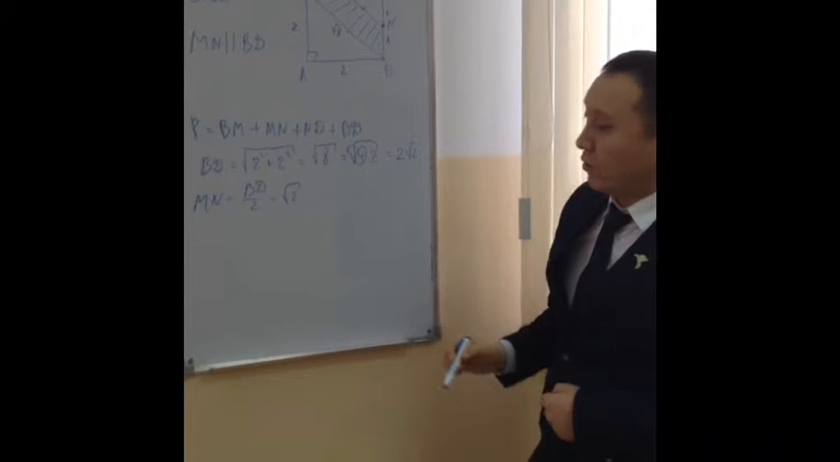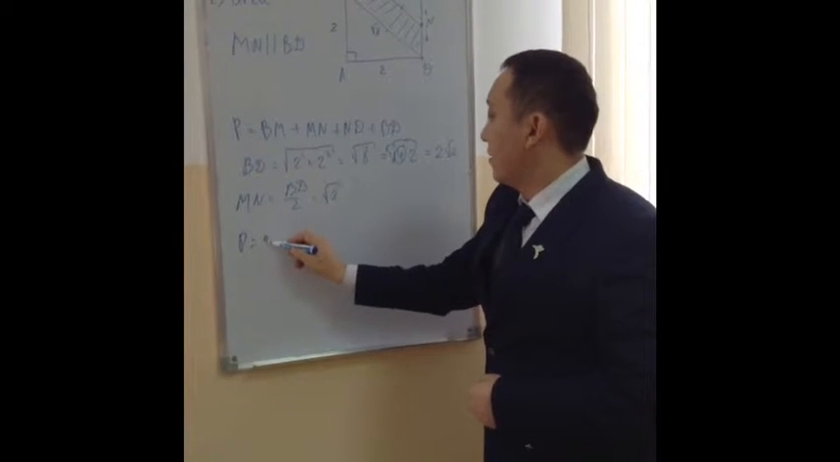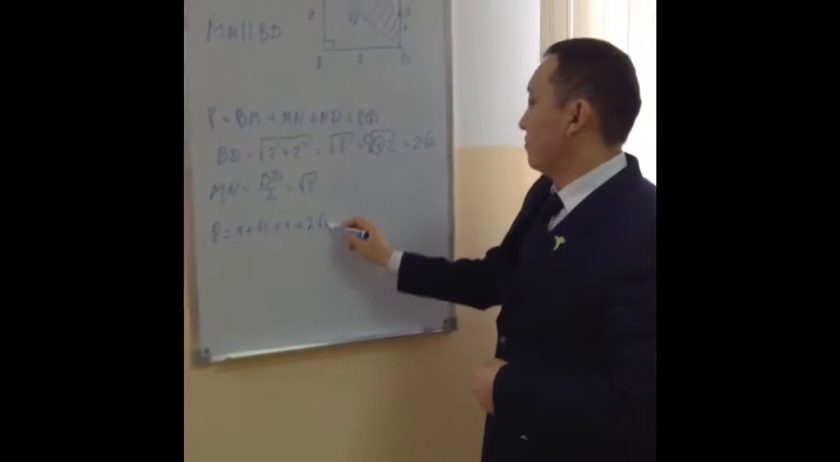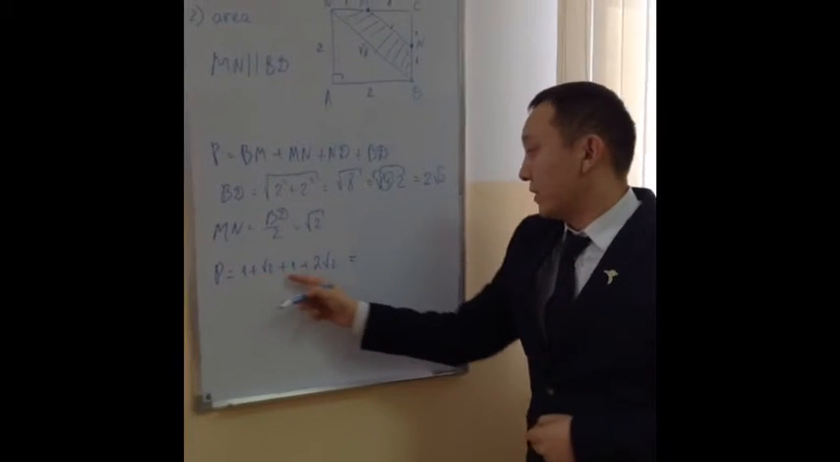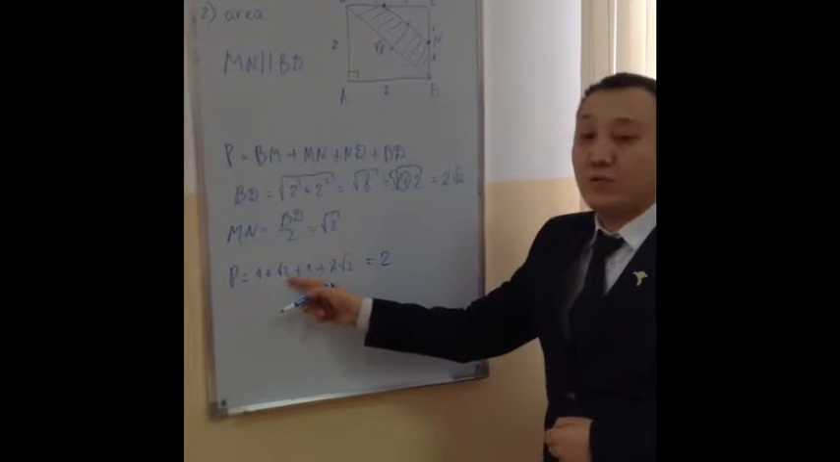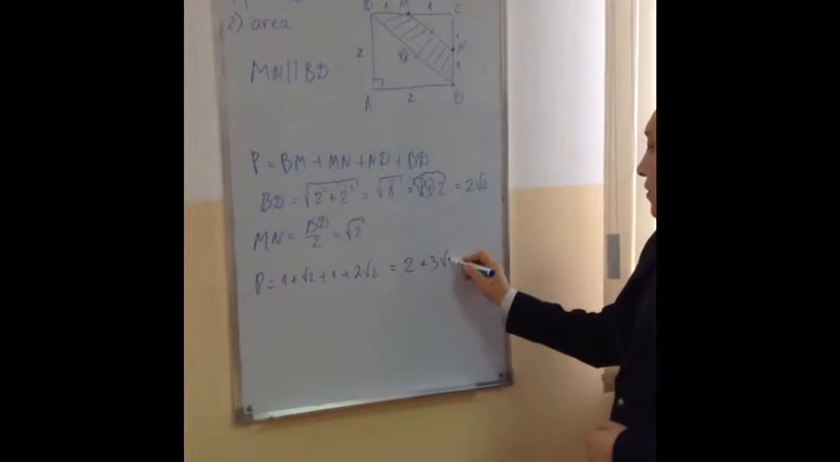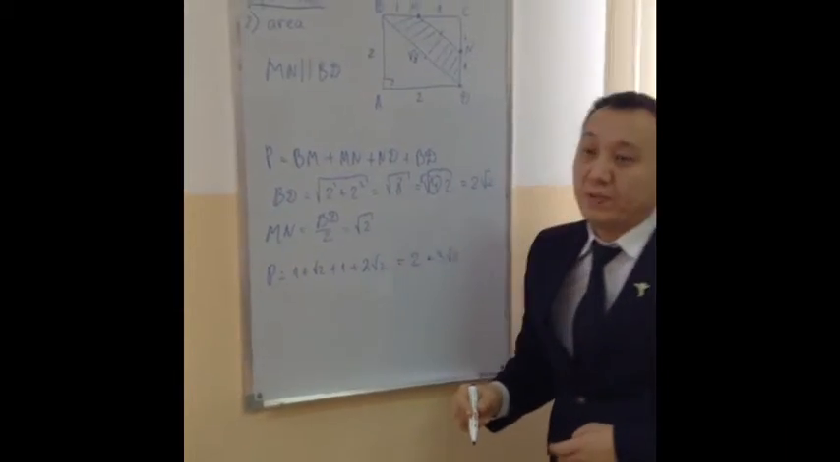So we now have all the sides, so the perimeter equals 1 plus root of 2 plus again 1 plus 2 root of 2. We just put their values instead of them. So 1 plus 1 is equal to 2, root of 2 plus 2 root of 2 equals 3 root of 2. So we found the answer to the first question, the perimeter.